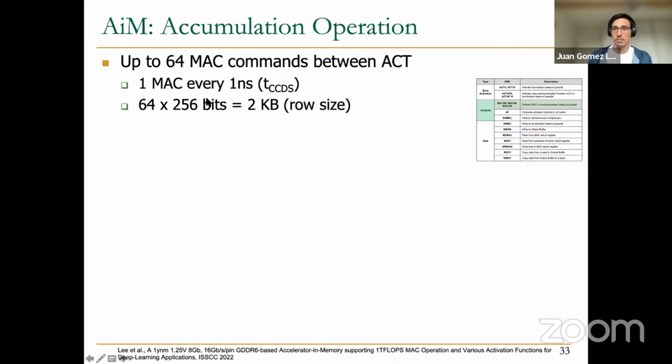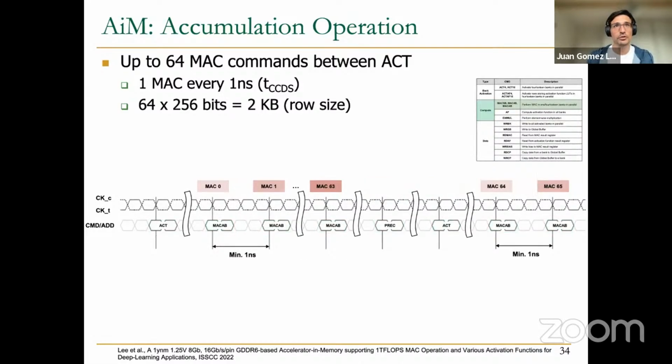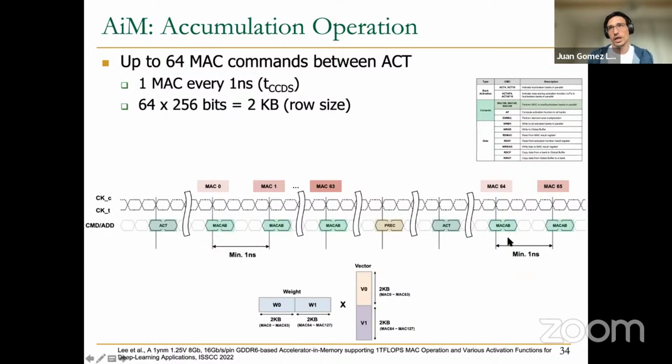Observe that between MAC and MAC it is necessary to respect this interval tCCD, the column-to-column delay, as we can see here in this timeline. So we have first one activation, then we can start issuing MAC commands to different columns of the same row, and after having issued 64 of them, we'll have to precharge and then activate a new row and then issue up to 64 new MAC commands. And this way, we will be accumulating. In the first activation, we've computed the dot product of this part of the weights and this part of the vector, and after the second activation, we perform the dot product of this weight and this part of the vector.